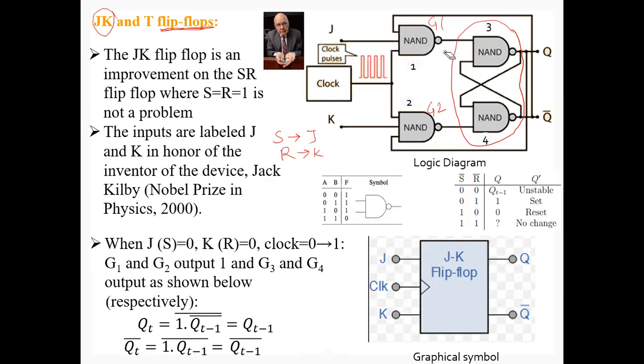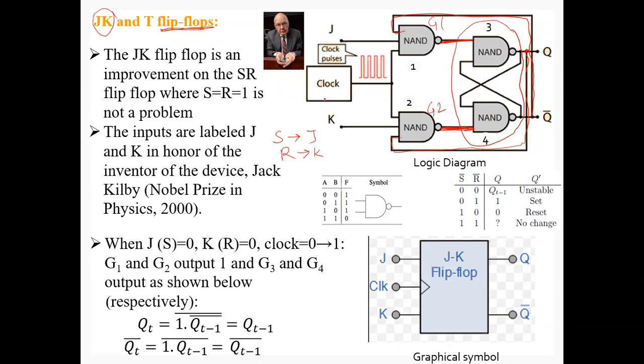So there is a gate 1 connected to gate 3 like this. And there is a gate 2 connected to gate 4 like this. Okay, and also, this Q is connected to gate 2. See that? Q is connected to gate 2. And also Q bar is connected to gate 1.